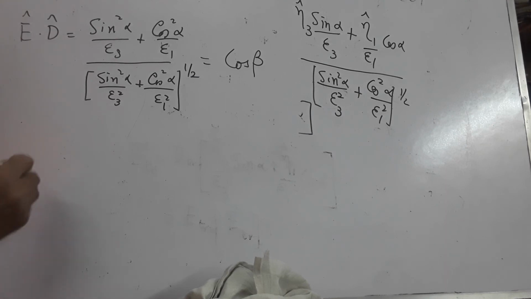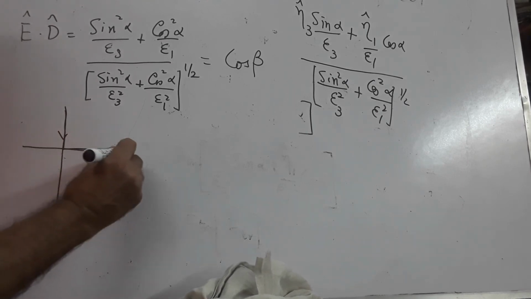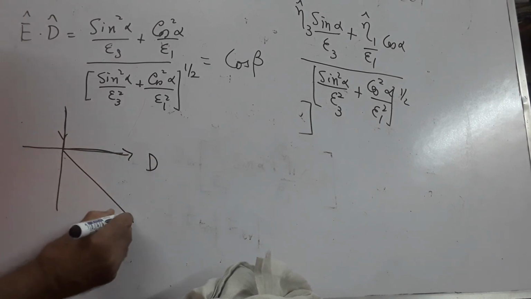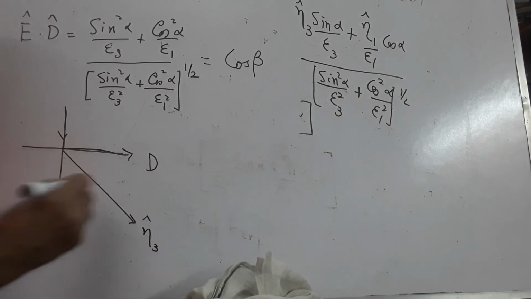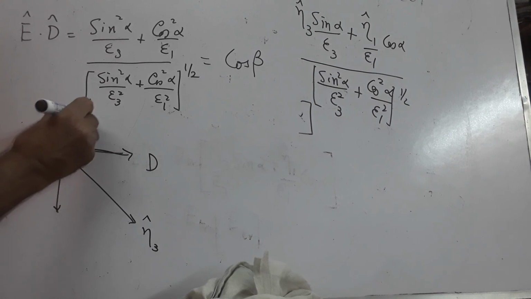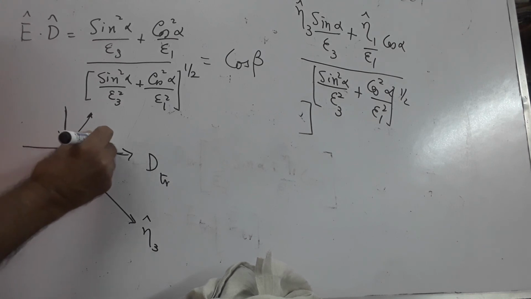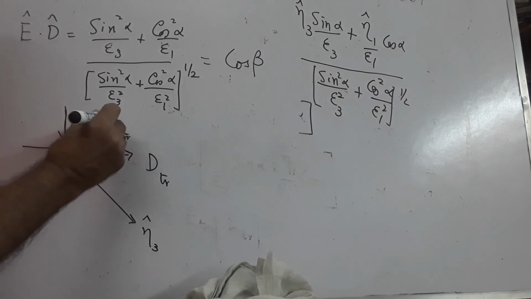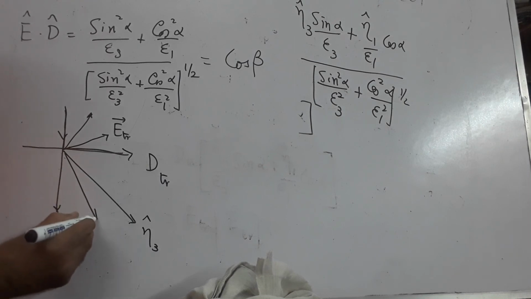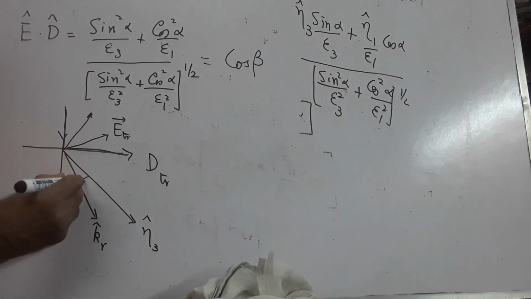Okay, now let me redraw the picture. Here is my incident ray, here is my D, that's my eta 3, and this is one ray. The other one, because eta 1 is in that direction, my D, this is my D transmitted, E transmitted will be in that direction. So my k ray will be like this, and this angle will be beta, and that angle was alpha.